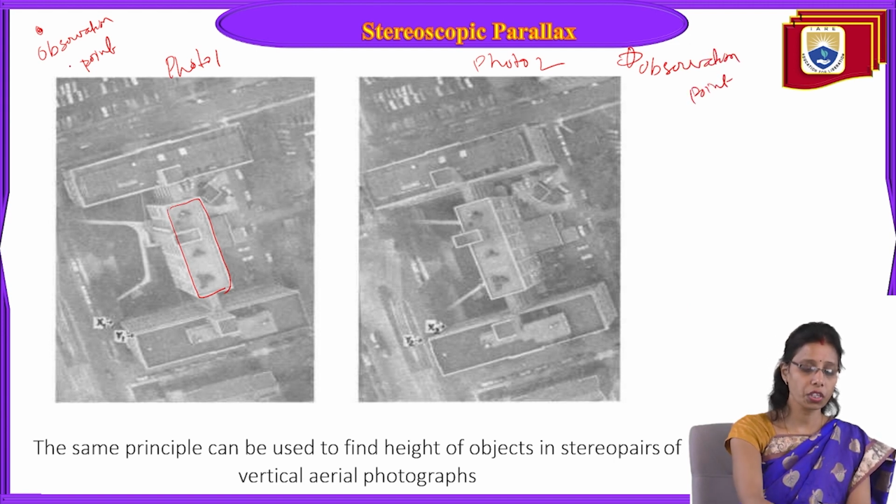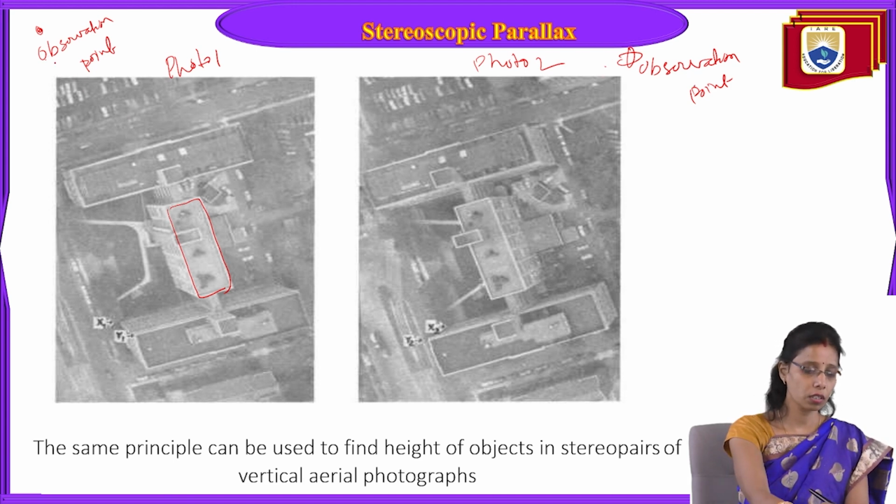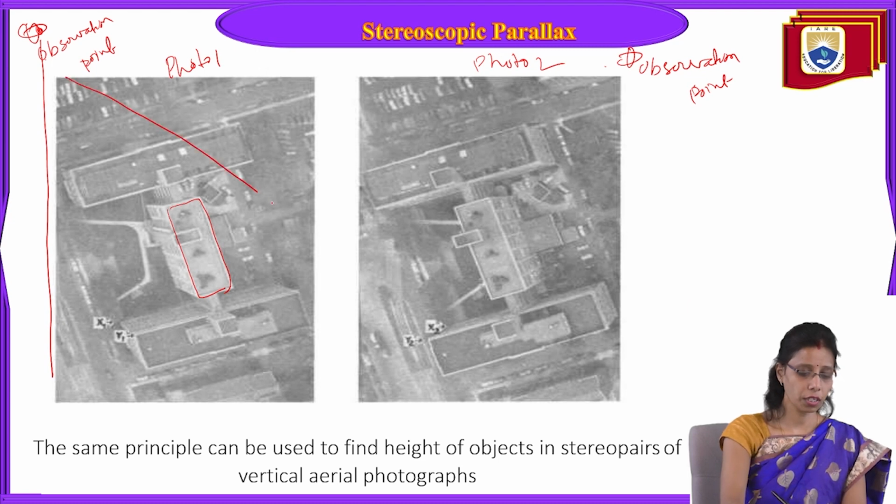Okay, so the observation point for the left photo is here. The observation point for photo number 2 is here. So now this is your flight. When it clicks the photo, it has captured from here to here, right? So it has captured this side of the building, and this is the top of the building.